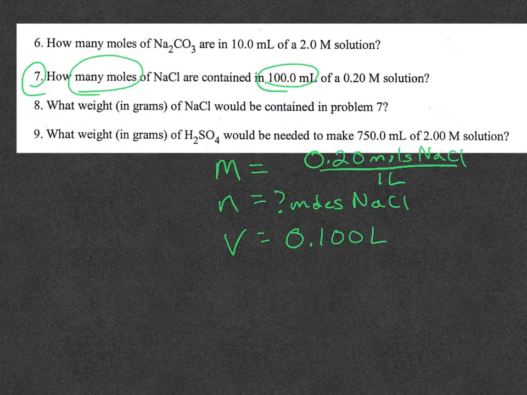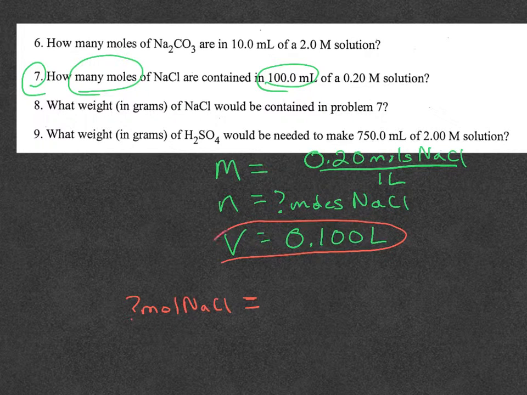So we will then begin the problem the way we always do. It's going to be question mark moles of sodium chloride. And given a choice between two numbers to begin with, it's best to start with the one that can't be a conversion factor, or the one that does not have a fraction in its units. So in that case, that would be our volume. So you can begin with 0.100 liters all over 1.